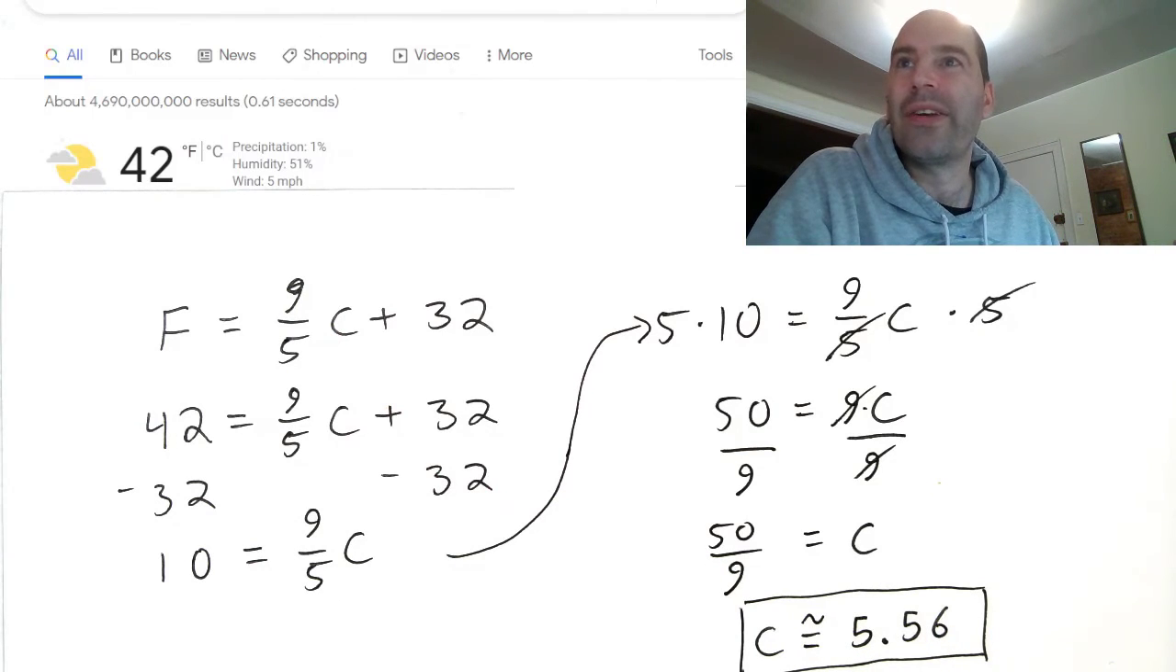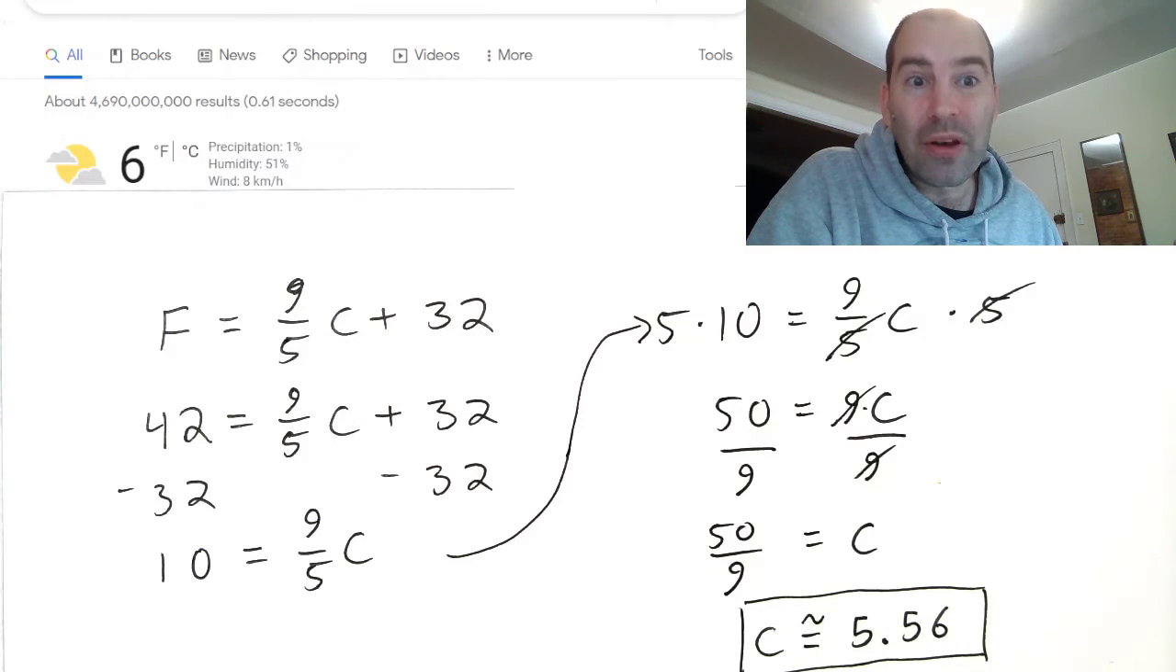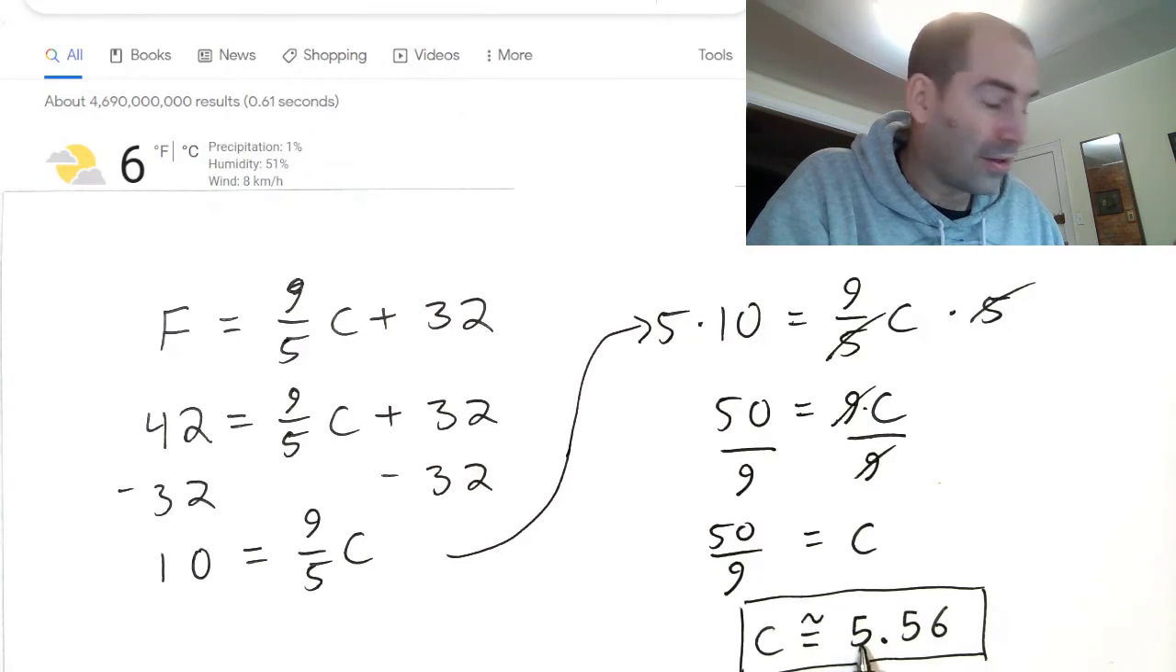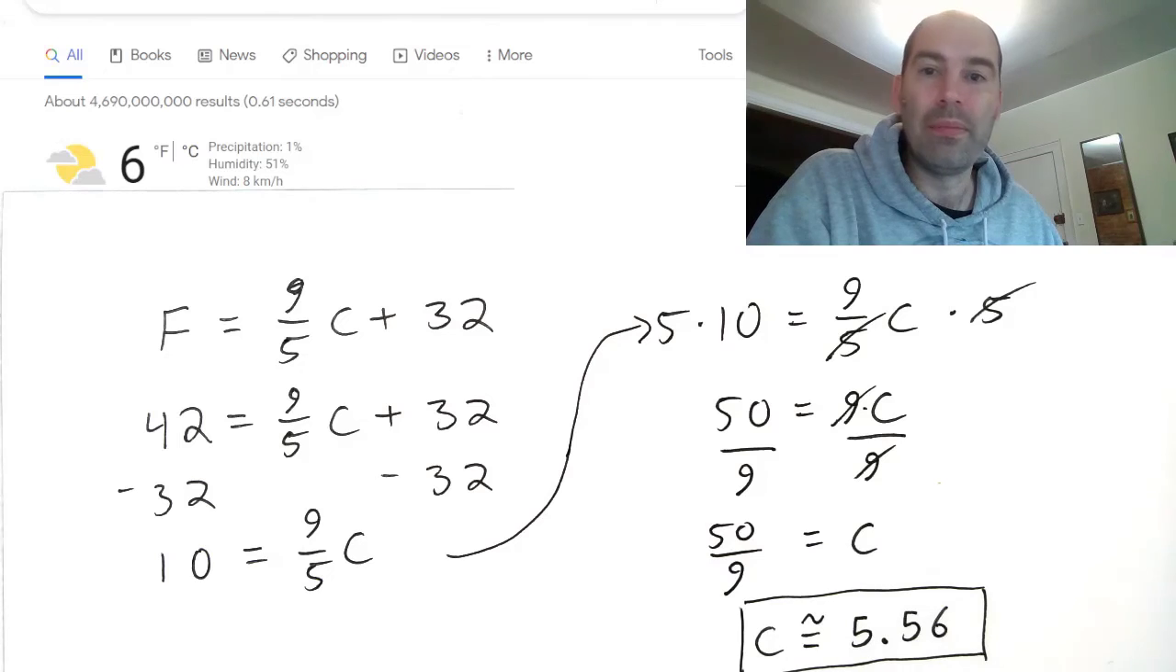And we can actually check that here on the Google weather here. If I click C, you'll see it rounds it up to the nearest whole number. They actually rounded it to 6. But we actually have a more precise answer right here.